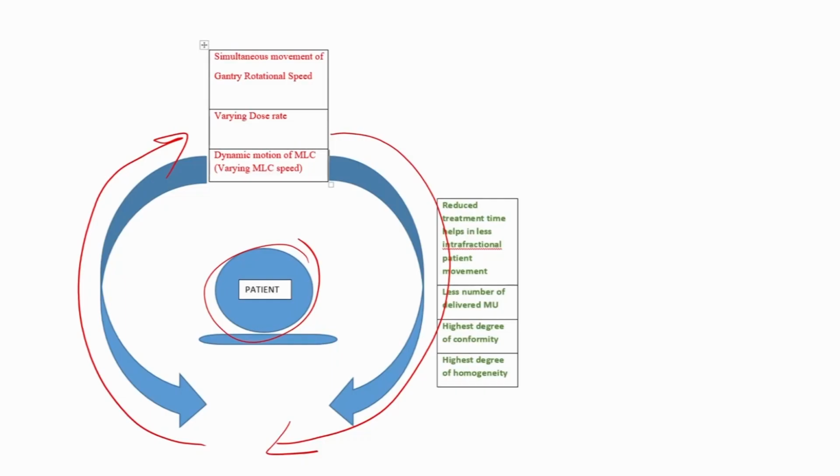Now, what are the benefits of this VMAT technique or rapid arc technique? The most important benefit is the reduced treatment time. It helps to reduce the intrafractional patient movement. As I said, step and shoot IMRT for a head and neck case generally has a treatment delivery time of 20 to 25 minutes, whereas dynamic IMRT has a treatment delivery time of 10 to 12 minutes.